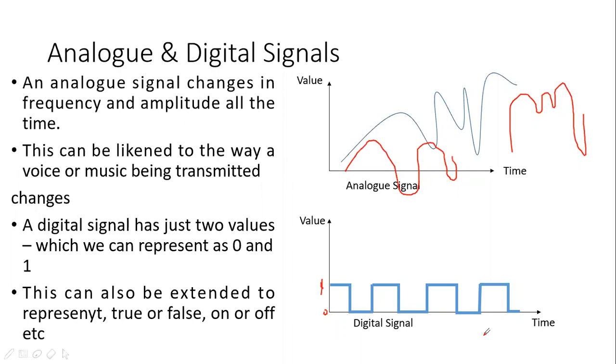Apart from calling it 0 or 1, there are other terms that have been adopted. You can call it on, off, or true representing 1, false representing 0. Of course, on represents 1, and off represents 0. Then you can also have other ways that mean the same. You can have high, low, just like that.